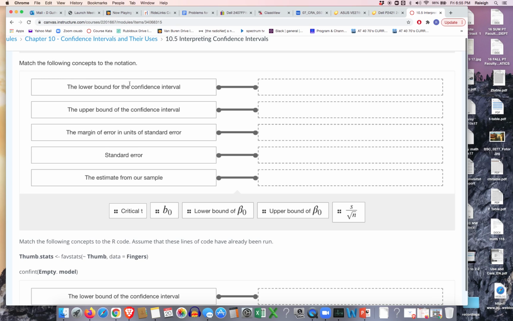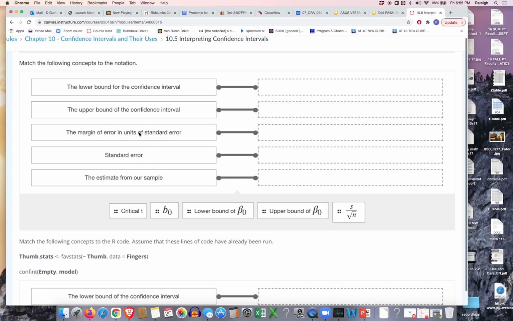So the lower bound for the confidence interval. Well, what they're after here is the lower bound of beta 0. That's the actual, I call it mu, the actual mean. The upper bound, same thing, except that's the upper bound of beta 0 again. Margin of error in terms of standard error. Okay, that's going to be the critical t-value. Yep, that's going to be in terms of the standard error. Yes, we attach that to the units of the standard error.